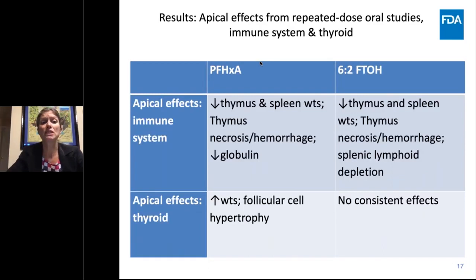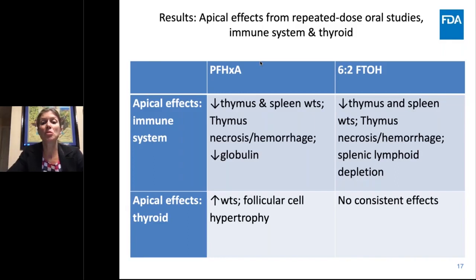As far as apical effects on the immune system and thyroid, the apical effects on the immune system are pretty similar. These effects would be expected because both the 5,3 acid and perfluorohexanoate are PPAR alpha agonists, and PPAR alpha agonists are known to be immunosuppressive. So the effects listed here are not surprising.